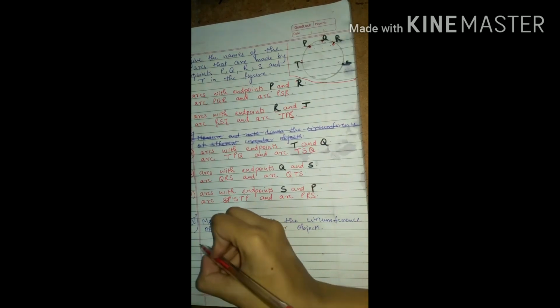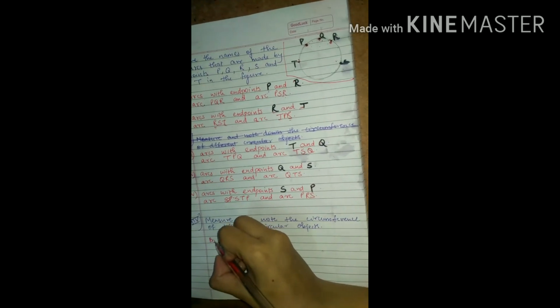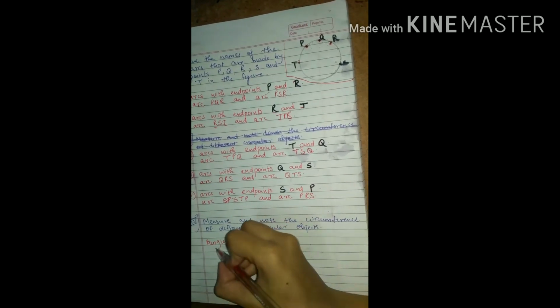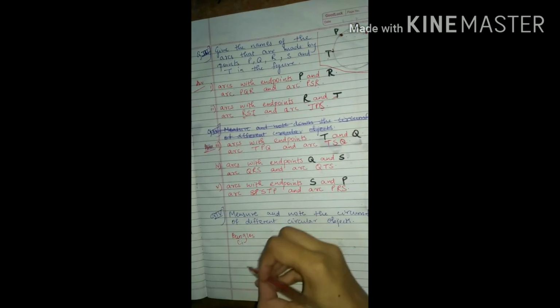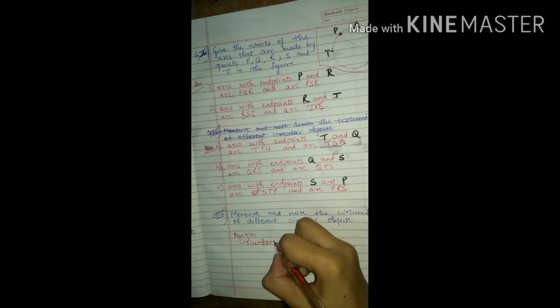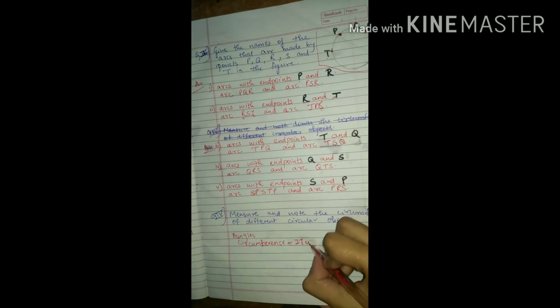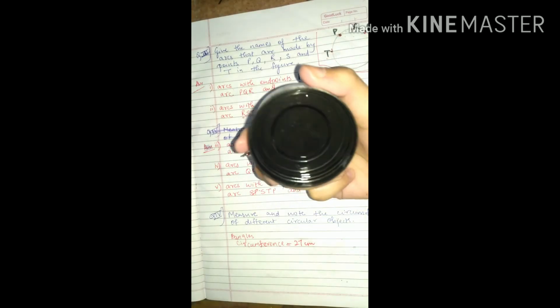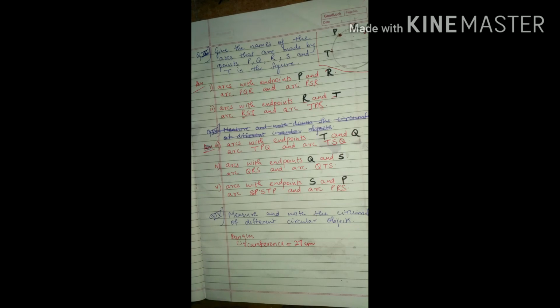The circumference of that bangle was about 27 centimeters. Similarly, you can take any circular object, measure it with thread, then take that measurement on the scale and write the circumference. You can take any circular object, measure it and write the circumference.